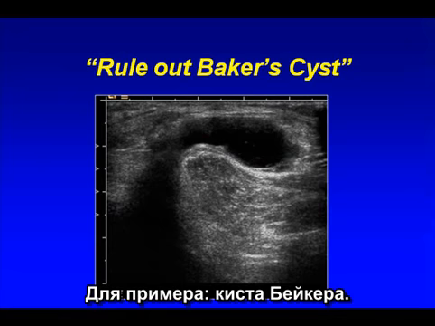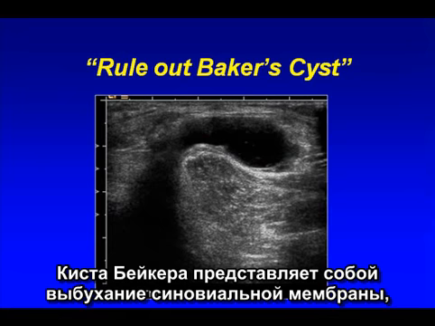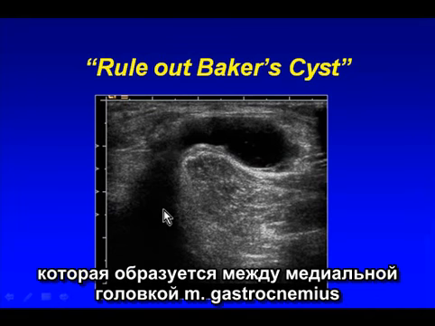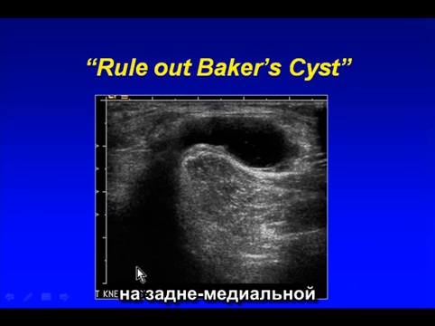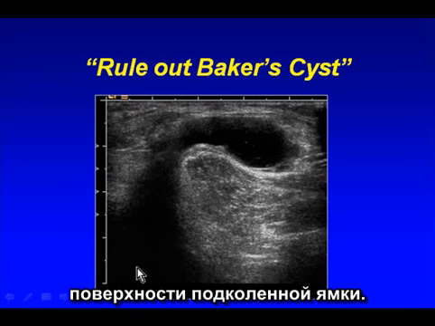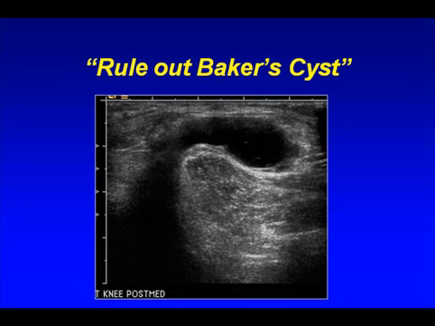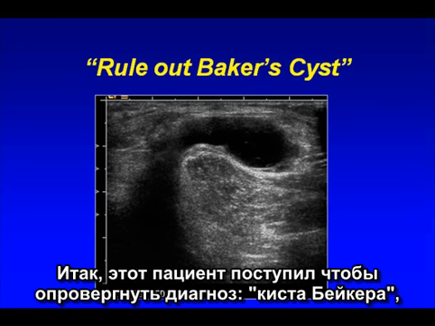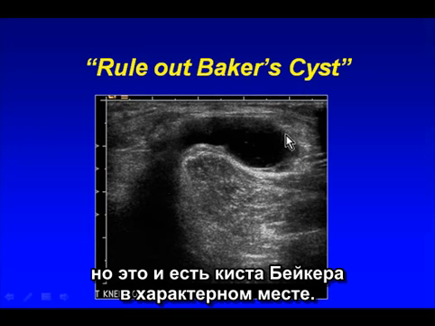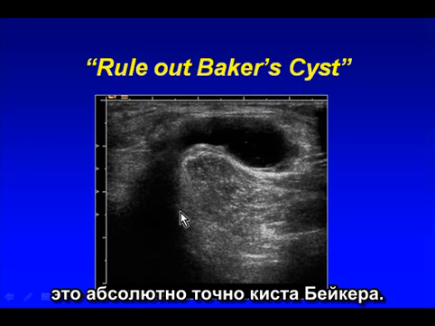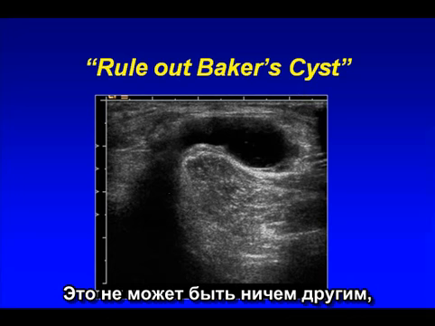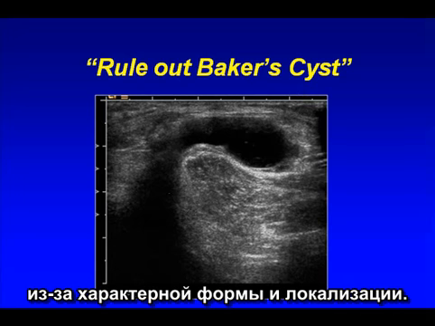For example, the Baker's cyst. Baker's cysts are distended bursae that occur between the medial head of the gastrocnemius and the semimembranosus tendon at the medial posterior aspect of the knee in the popliteal fossa. So this was a patient who came in for rule-out Baker's cyst, and in fact there was a Baker's cyst in the characteristic location. There is nothing else you need to do. This is absolutely a Baker's cyst, can't be anything else because of its characteristic shape and appearance.